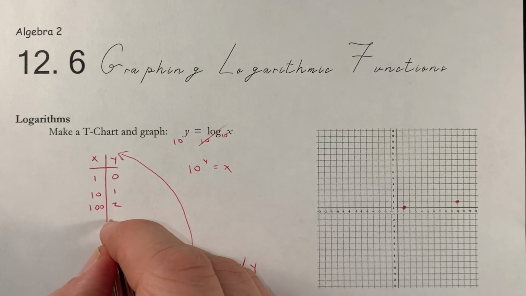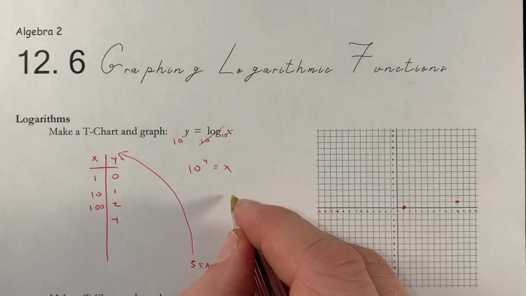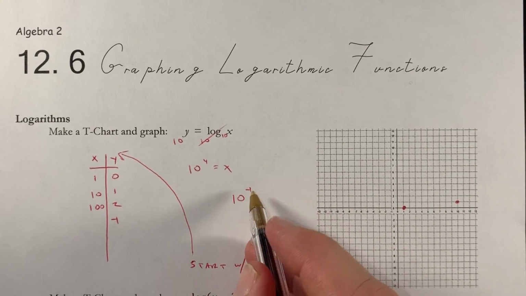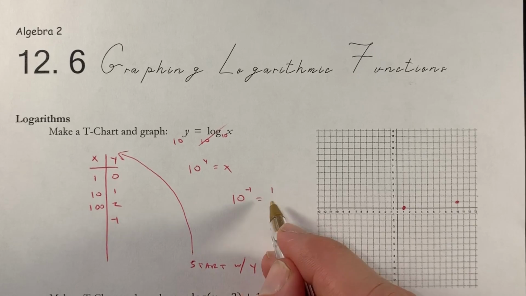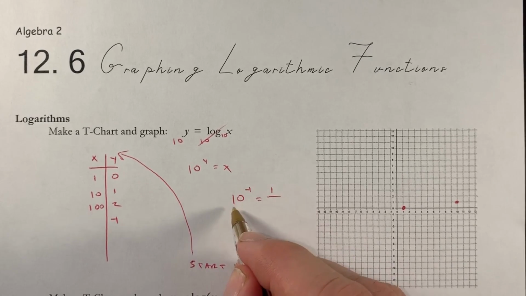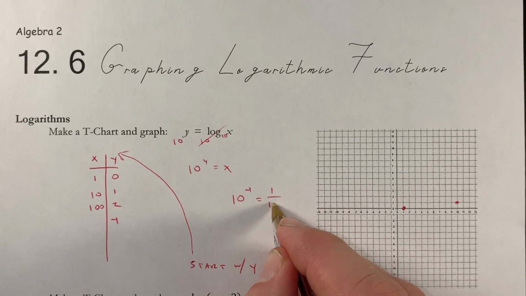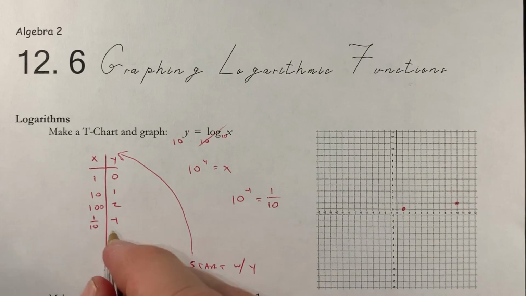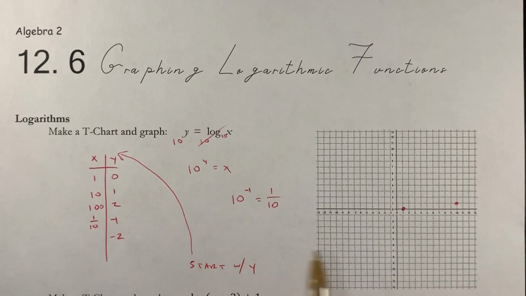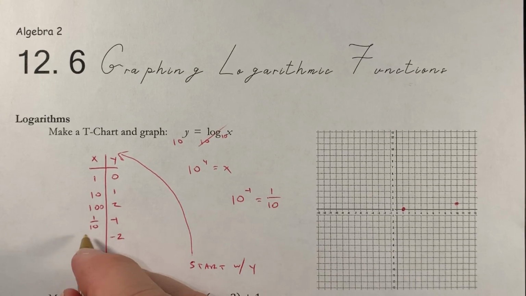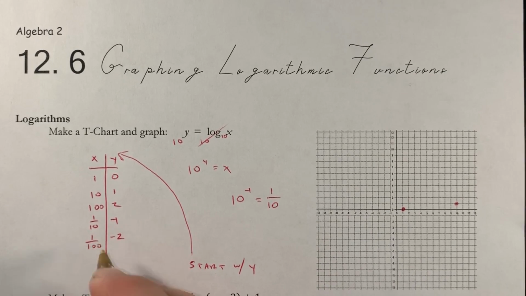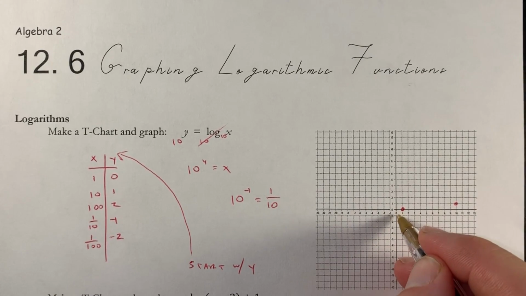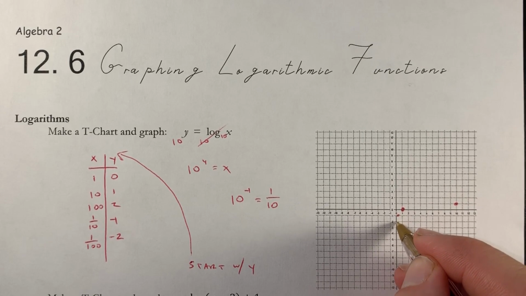So let's go to negative 1. 10 to the negative 1 power. So remember, anything to a negative power is 1 over that number. So it's 1 over 10 to the first power. So that's 1/10. 10 to the negative 2 power is 1 over 10 squared. So that's 1 over 100. So we've got 1/10, negative 1, then we've got 1/100th, and then negative 2. I think I said 1 here, but that's negative 1.